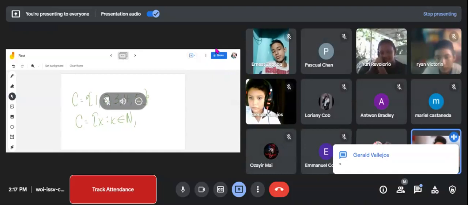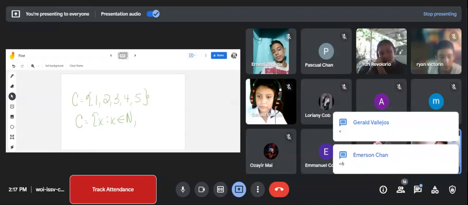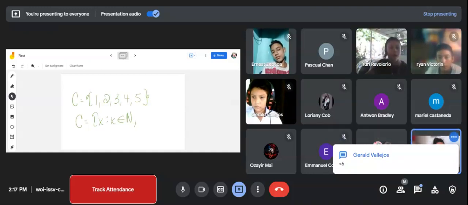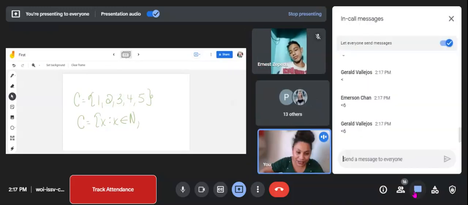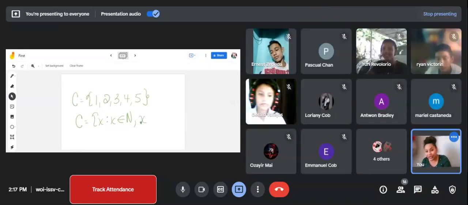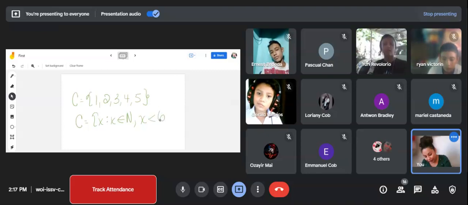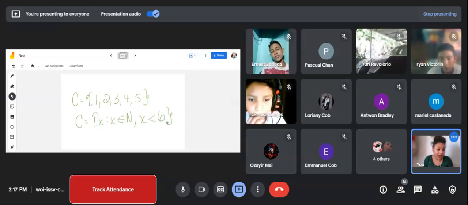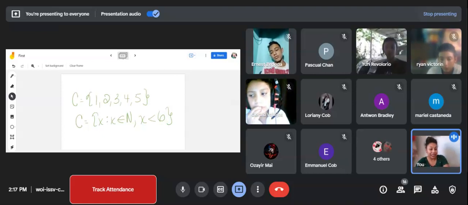-6 is me subtracting. I have 1, okay, I'm going to -6. I have 2, okay, I'm going to -6. That's what that was saying. Okay, and I see the symbols in the chat. Very good. So what I'm going to write now is X again, and I'm going to write less than 6. And there you go. I have the set builder notation.